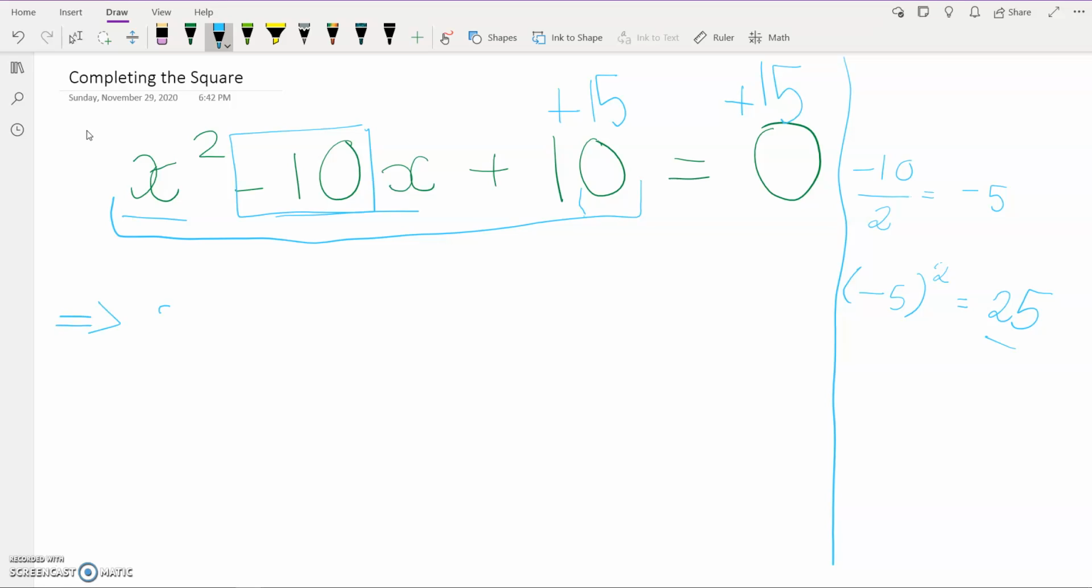So we get x squared minus 10x, right? Because those guys didn't change. Same, we just drop them down here. Now we get this, 10 plus 15 is 25.